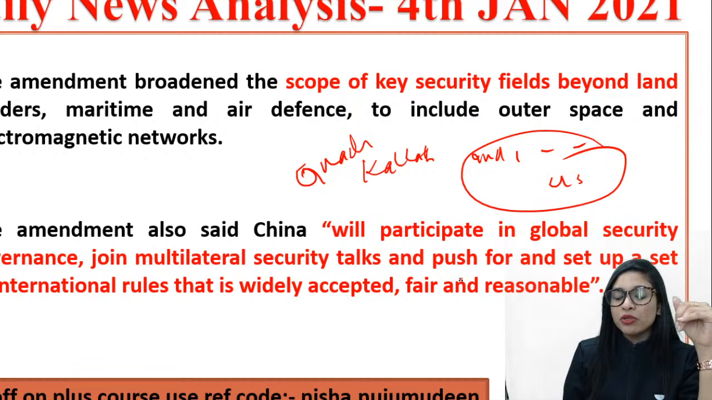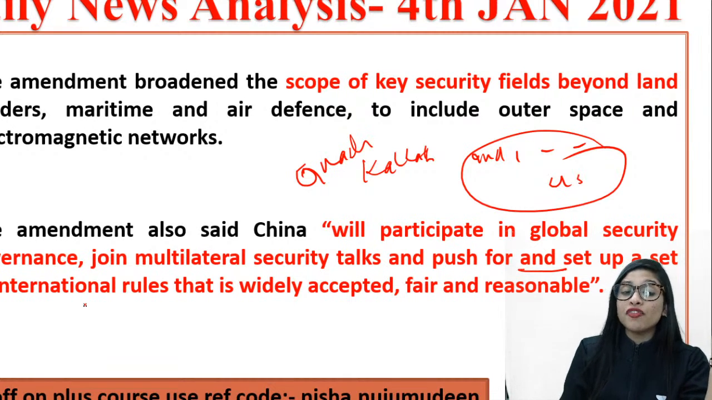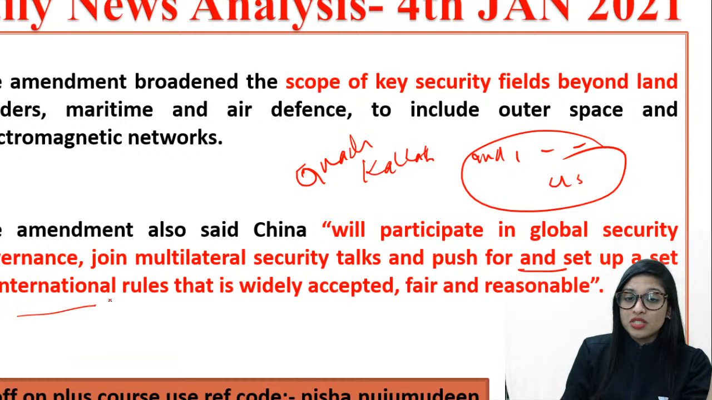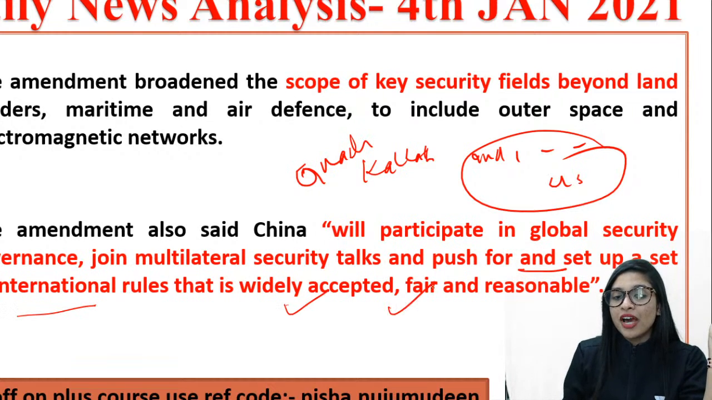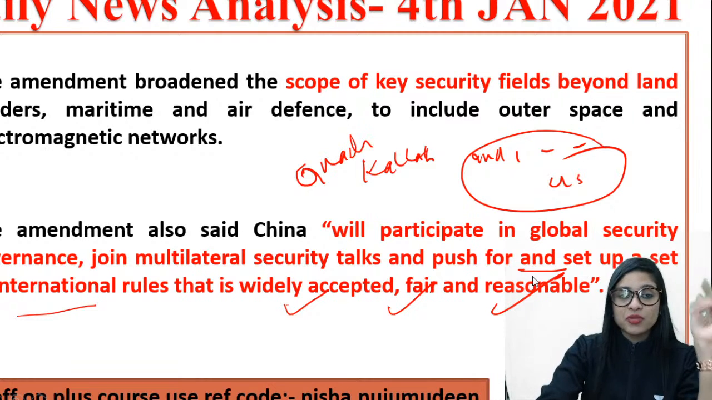So that they'll be able to join all the meetings and talks, and set up a set of international rules which is widely accepted, fair and reasonable. Look at their tactics, guys. Very smart they are.